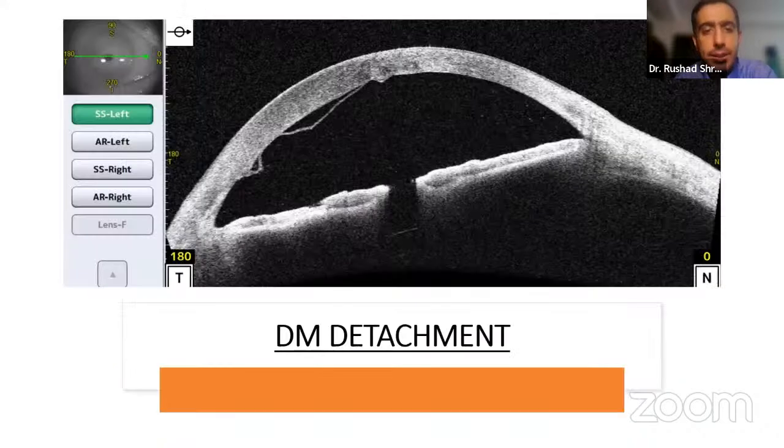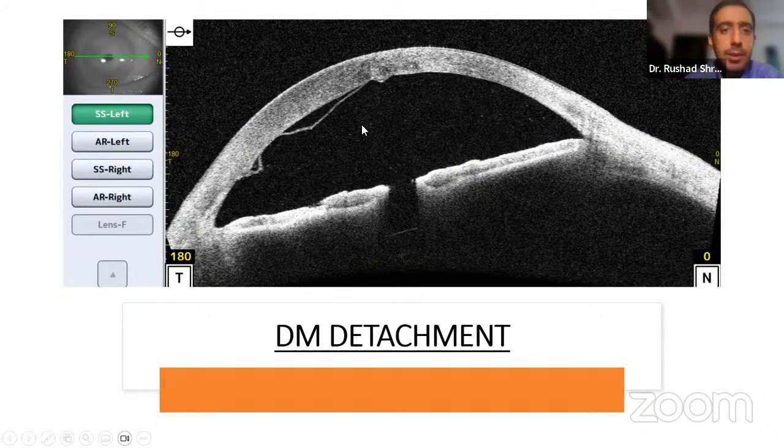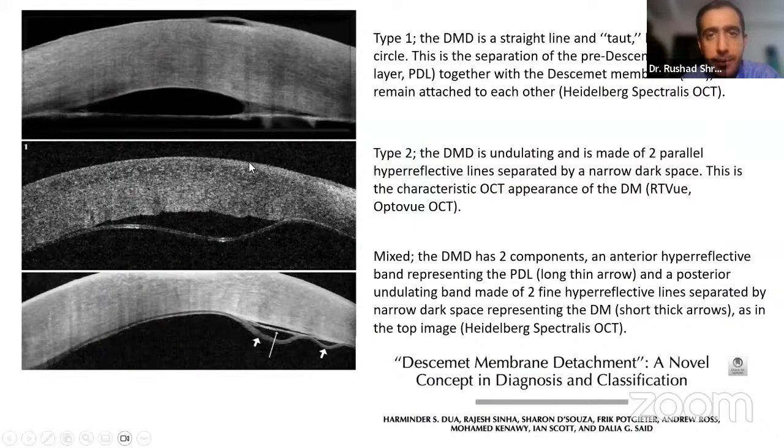Coming to cataract surgery, the very important use of this is in Descemet's membrane detachment. That's one of the most important uses. If you have a corneal edema that's not resolving over a period of time after cataract surgery, it's always important to think that this could be a Descemet's membrane detachment, as is seen in this image, where you can see a fairly large area of DMD.